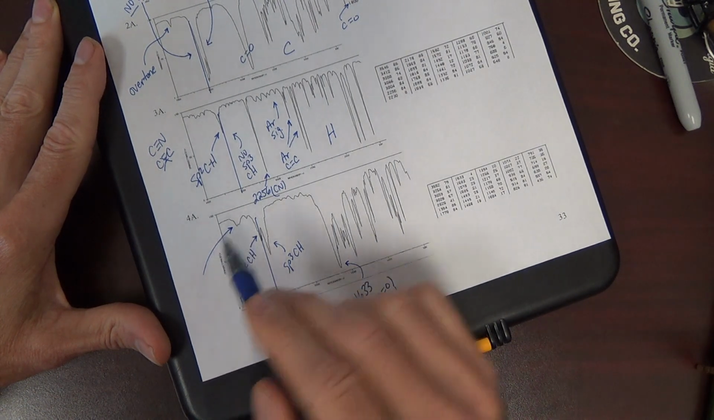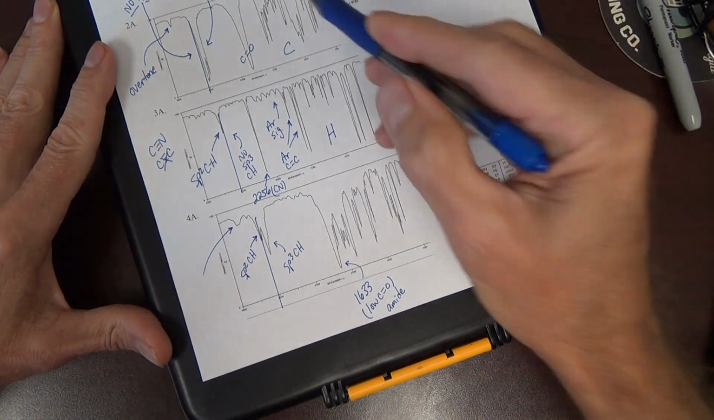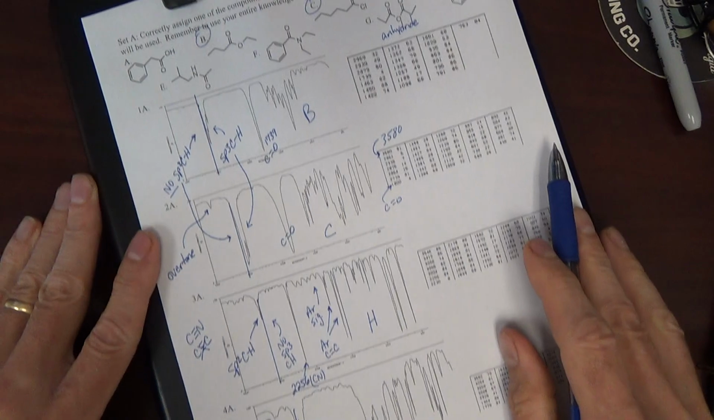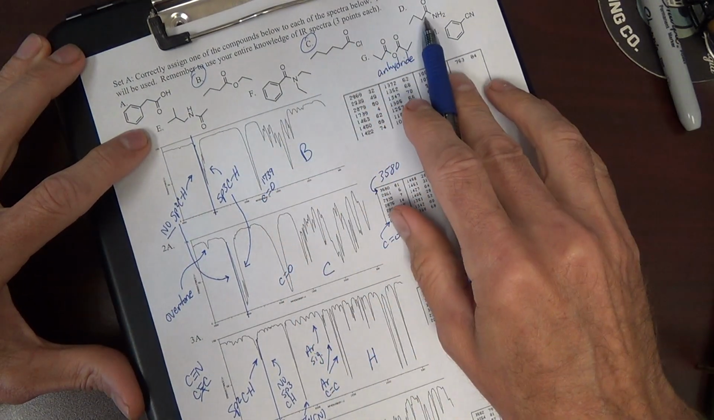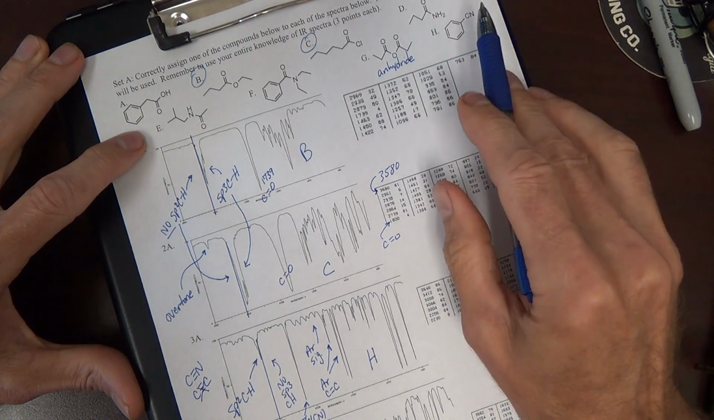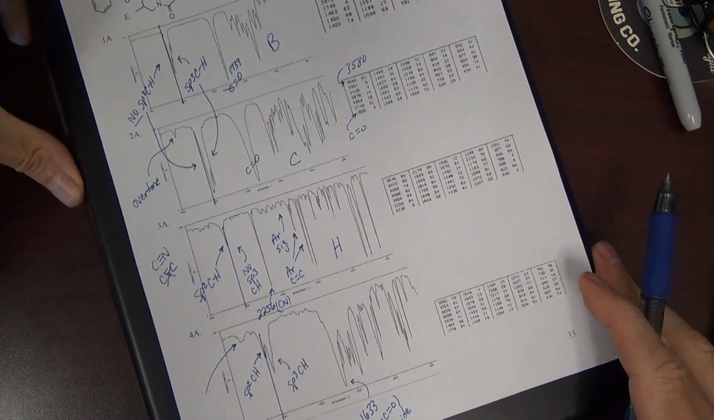Let's keep it open though. What could be our choices? I'm pretty confident it's an amide carbonyl. That means we're looking at E, F, or D. Well, F has an aromatic benzene ring. Does this look aromatic?